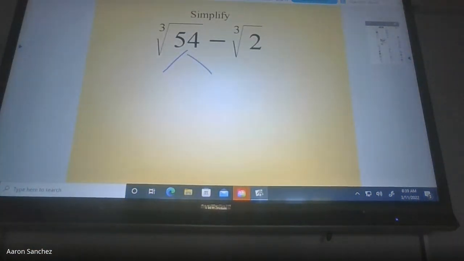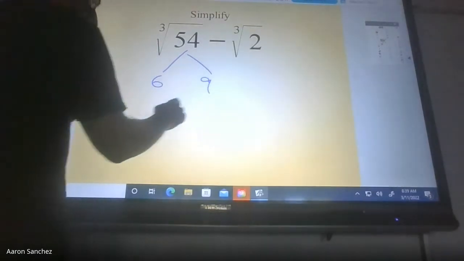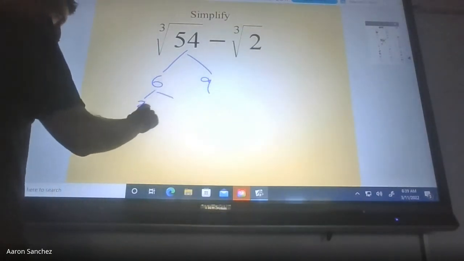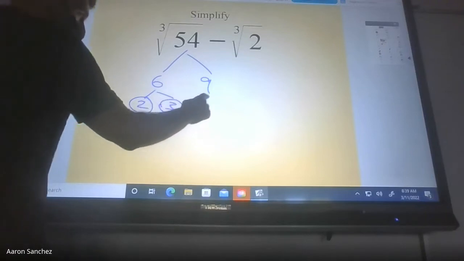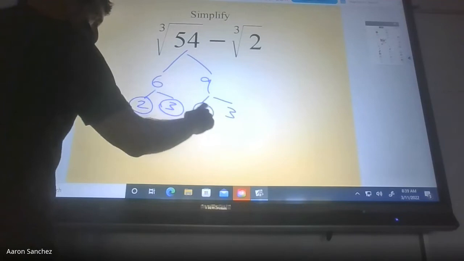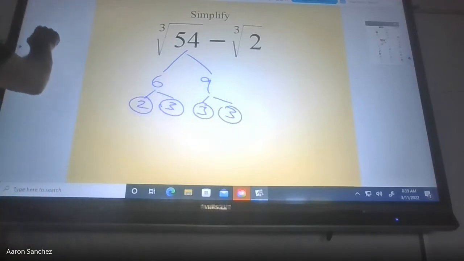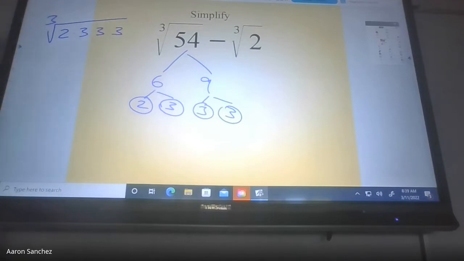So break down the 54. What goes into 54? 6 and 9. Let's find the prime factors. 6 is 2 and 3, prime, prime. 9 is 3 and 3, prime, prime. So the cube root of 54, which I'm going to write over here, is 2 times 3 times 3 times 3. How many do I need to break out of jail? 3. So those go out. 2 is going to die. So it's 3 times the cube root of 2, because it's 3 out, right?